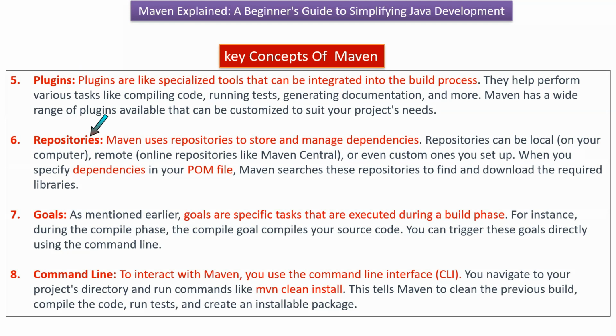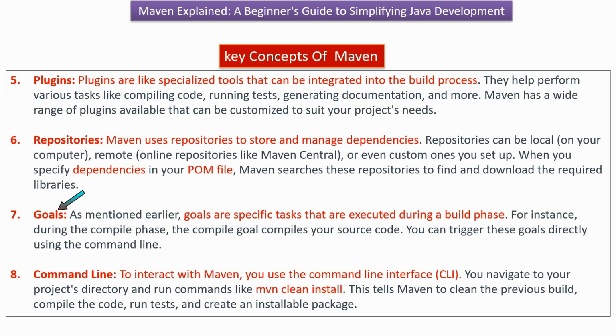Sixth point is repositories. Maven uses repositories to store and manage dependencies. Repositories can be local, which is nothing but on your computer, and repositories can be remote, which is nothing but online repositories like Maven Central or even custom repositories we can set up. When you specify the dependencies in your pom.xml file, Maven searches these repositories to find and download the required libraries.